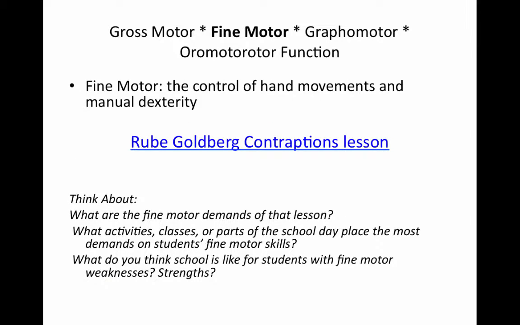Next, we want to think about fine motor function. Fine motor function is defined as the control of hand movements and manual dexterity. I want to note here that within this neurodevelopmental framework that we're using in this course, fine motor function is presented as distinct from the task of writing, which we'll refer to as graphomotor function. Instead, fine motor function includes tasks at school like cutting, using small manipulatives, or creating models and projects to represent learning.